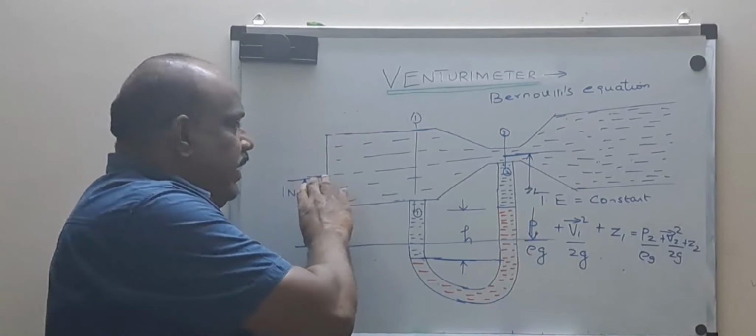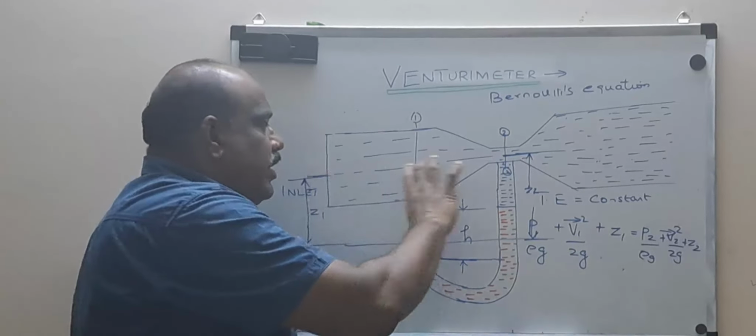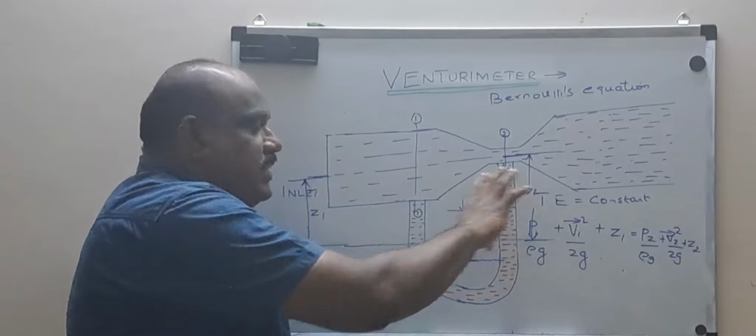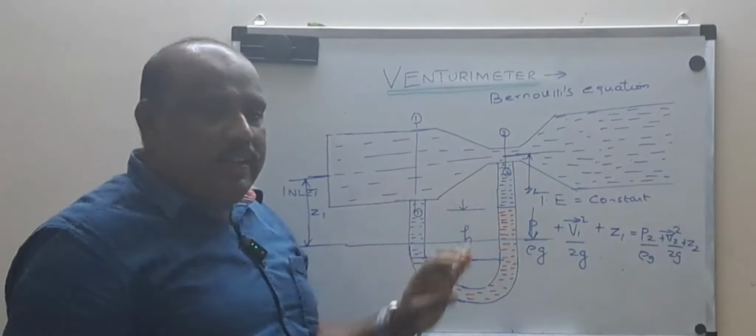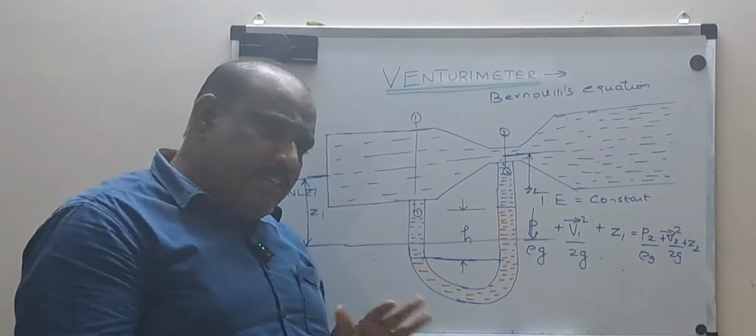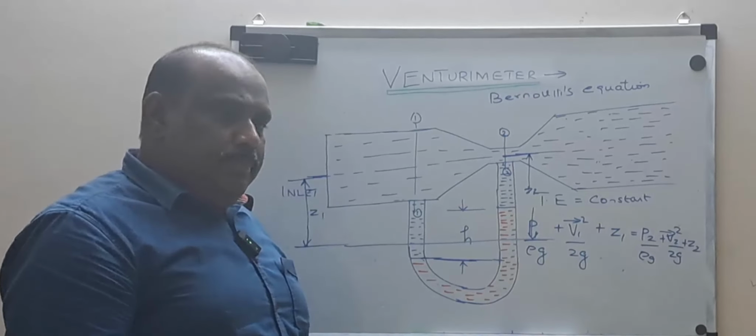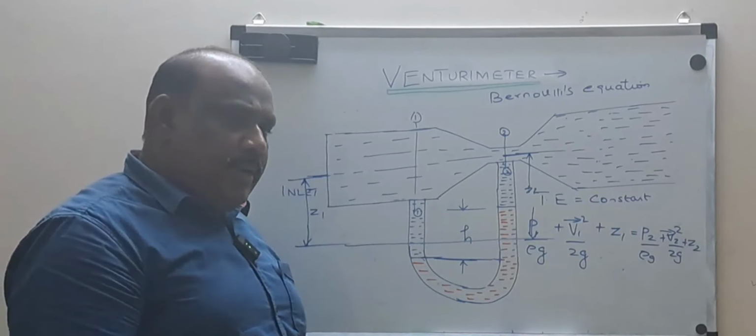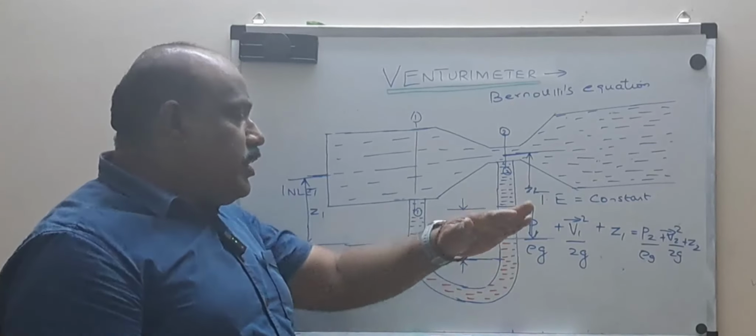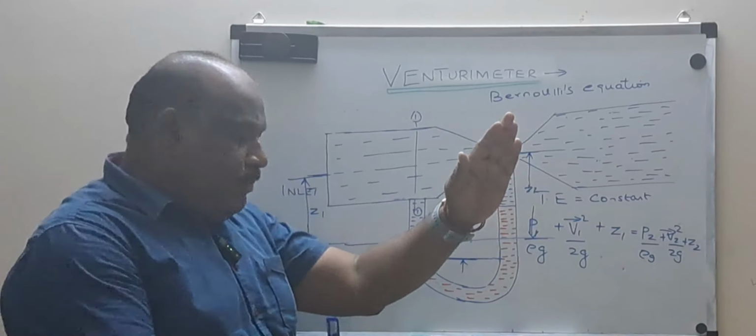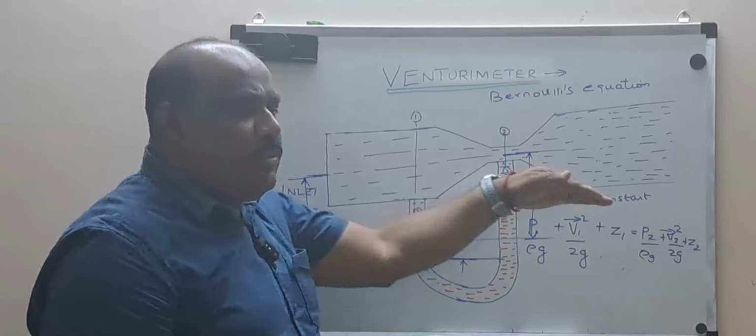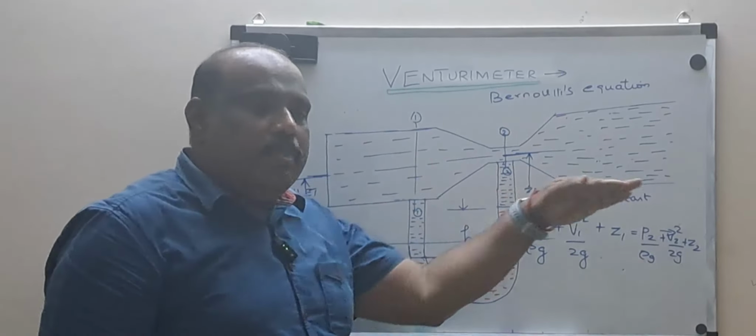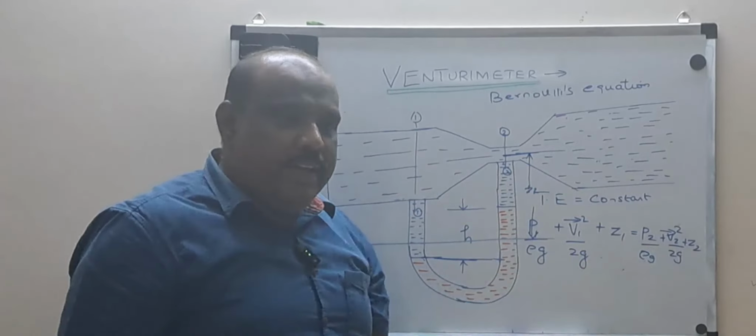You see the diagram. It is on the center line only, so Z1 equals Z2. The diagram doesn't show that both are the same, but they are in the same horizontal plane. When can Z1 and Z2 be different? When the Venturimeter is kept inclined, then Z1 will be less and Z2 will be more. But now the Venturimeter is placed in the horizontal position, so Z1 equals Z2.